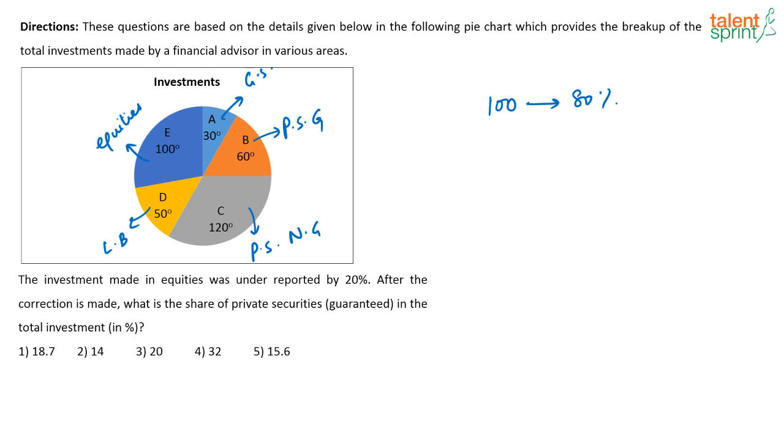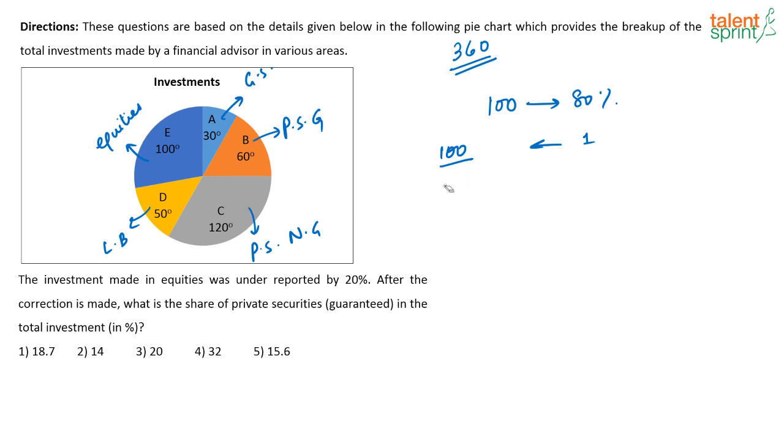See, what I know is total investment is 360. Out of this 360, 100 is from equities. But they are saying that this 100 was actually only 80% of the investment. So what was the full investment? The full investment was nothing but 100 divided by 80%. Correct? 100 divided by 0.8.